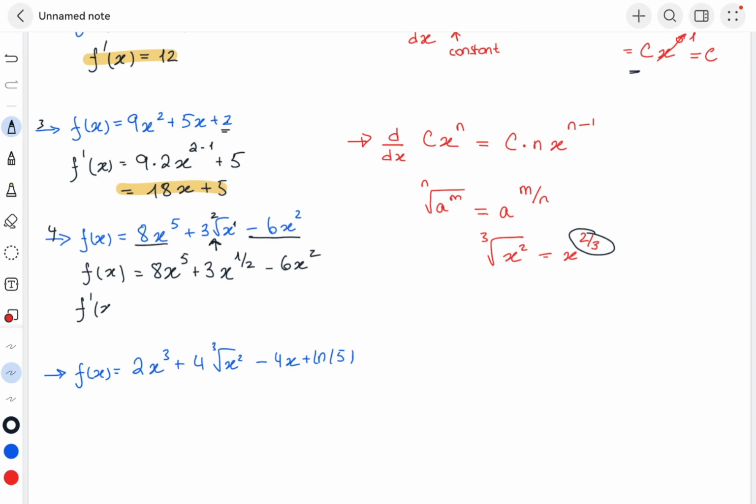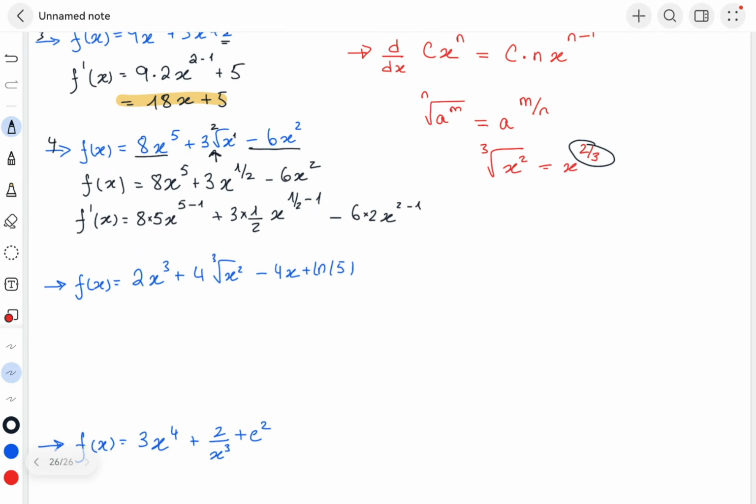So f prime of x will be 8 multiplied by 5 x to the 5 minus 1 plus 3 multiplied by half x to the half minus 1 minus 6 multiplied by 2 x to the power 2 minus 1. So we'll have f prime of x is 8 times 5, which is 40 x to the power 4 plus 3 over 2 x to the power of negative half minus 12x.